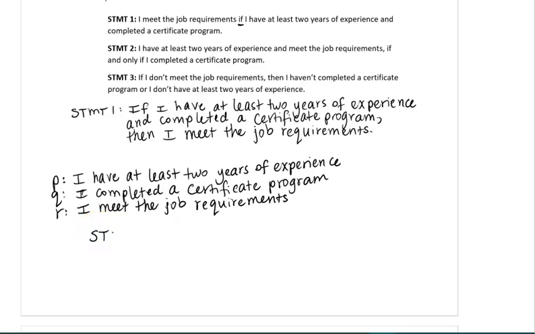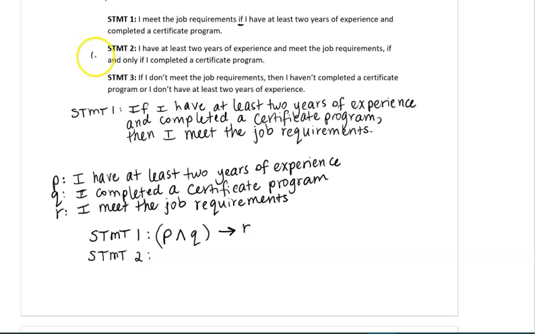So now we're going to write the statements in symbolic form. So statement 1, notice it's an if-then statement. So if I have at least 2 years of experience, which is P, and I completed a certificate program, which is Q, then I meet the job requirements, which is R. So that's how statement 1 can be written in symbolic form.